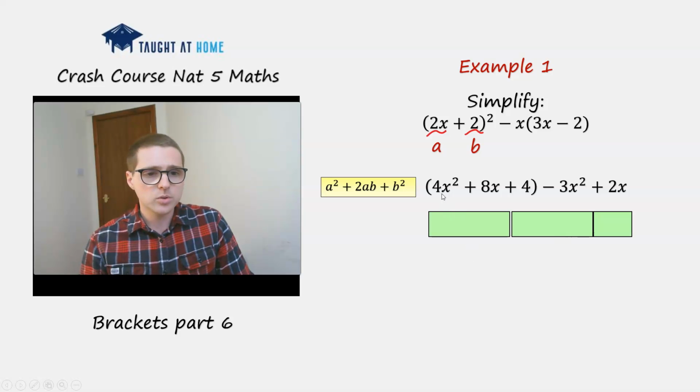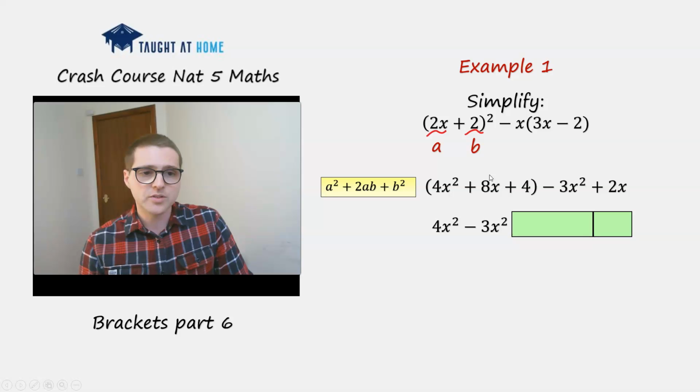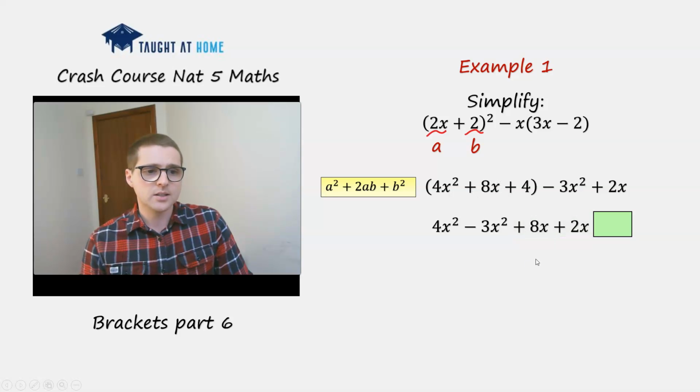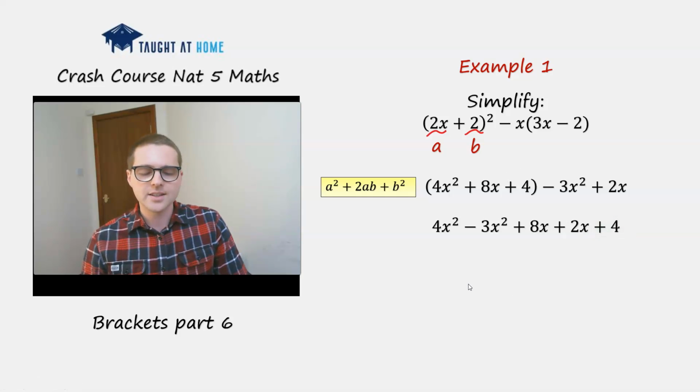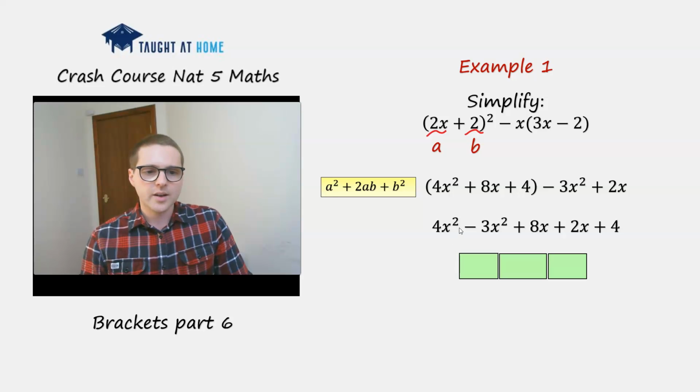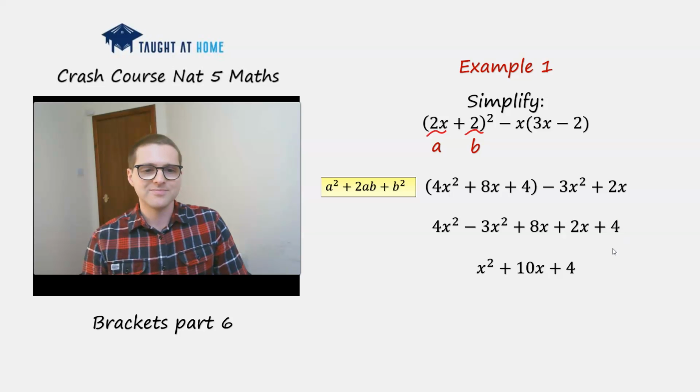We can collect like terms now, so we can start with the x squareds. So we've got 4x squared minus 3x squared there. Now we go to the x's, so we've got 8x plus 2x, and we've got this solitary constant here, which is plus 4. So now we can go ahead and tidy this up. We've got 4x squared minus 3x squared, which is x squared. We've got 8x plus 2x, which is 10x, and we've got plus 4 there. And this is this term simplified.